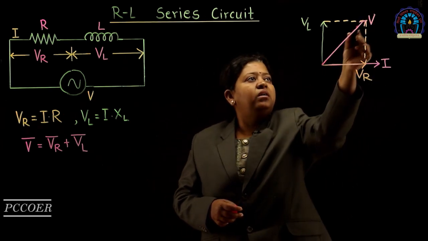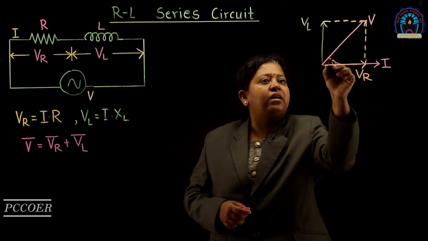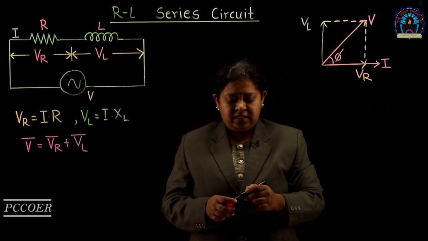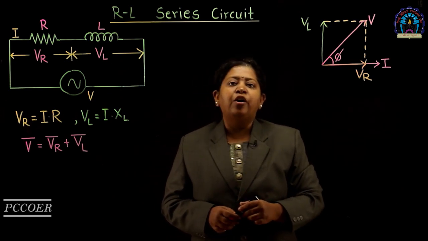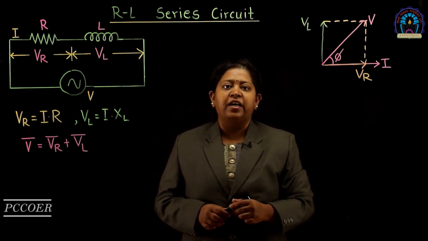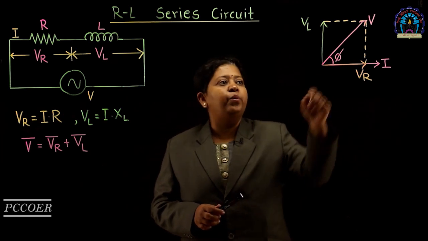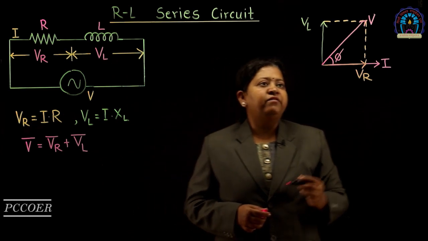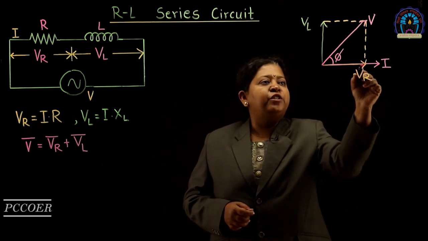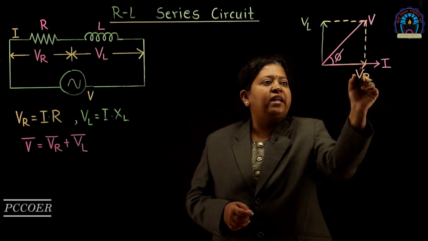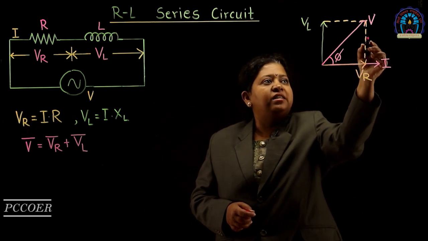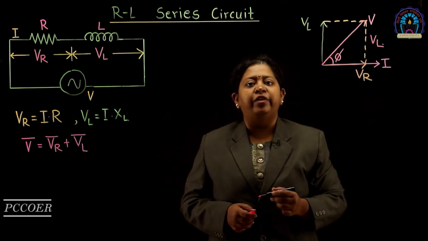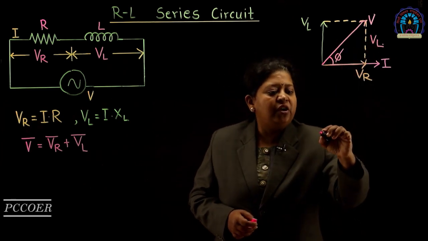So, let us draw this parallelogram. The angle between the total voltage and total current is angle phi. This is the phase angle. The power factor of this circuit, cos phi, is the cosine of the angle between voltage and current. Here we observe that there is one triangle formed, with one side as VR, the other side as VL, and the third side as V.